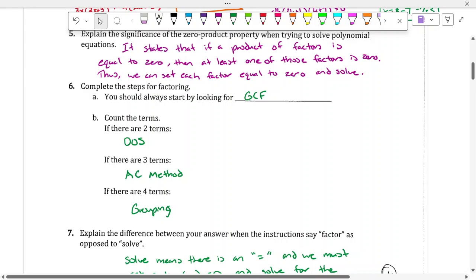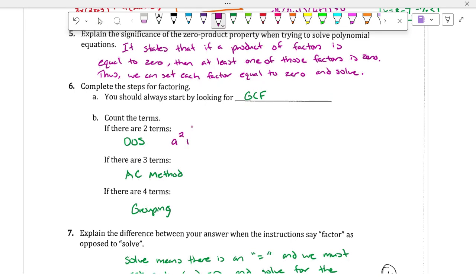Then, based off the number of terms, you can determine whether you use difference of squares, which is for 2 terms. So remember, difference of squares is simply if you have a squared minus b squared, so literally the difference of 2 perfect squares, it's equal to a plus b times a minus b. AC method if it's 3 terms, and then grouping if it's 4 terms. Any questions on 5 or 6?